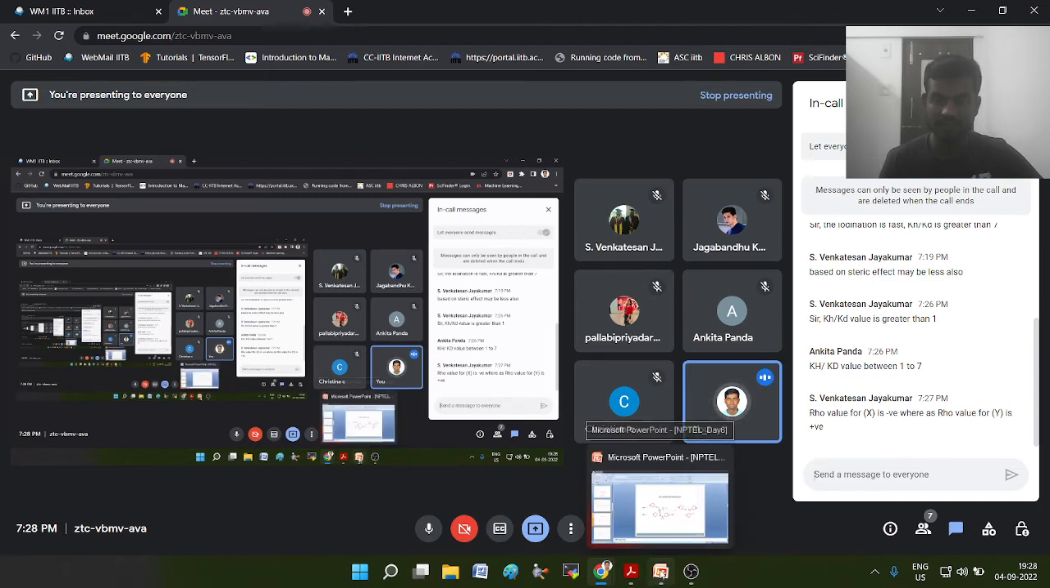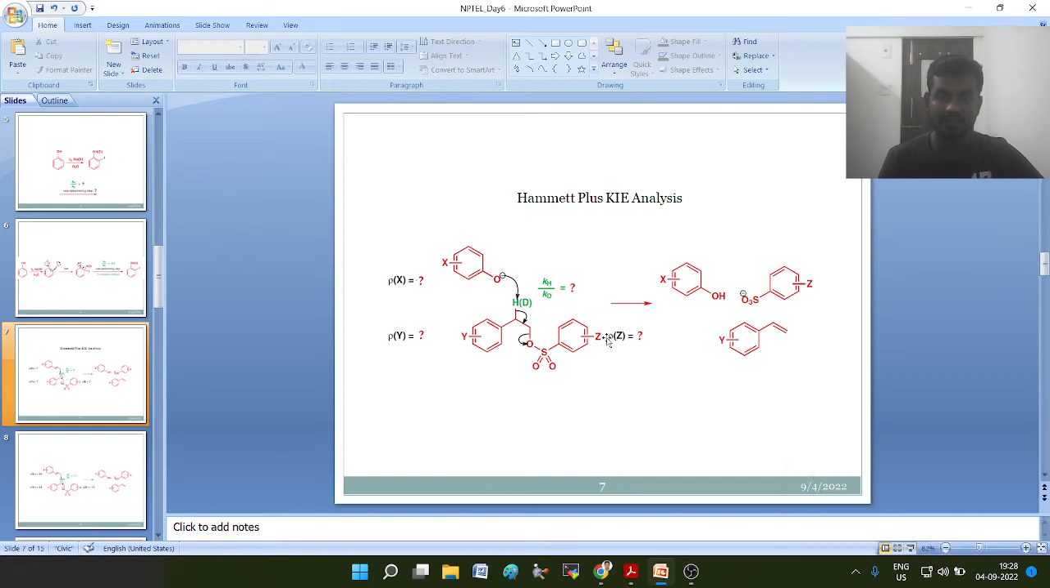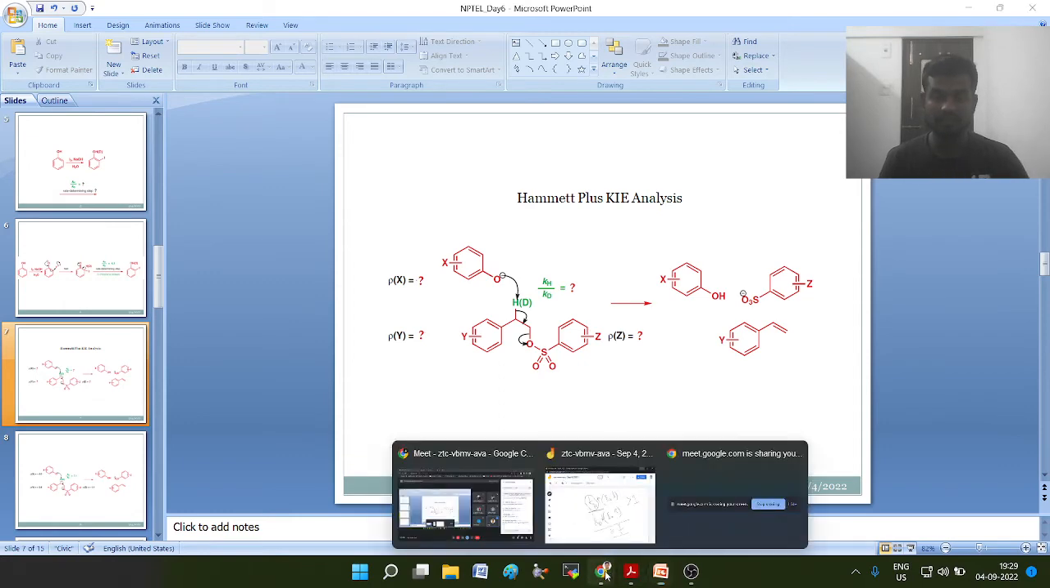If you see the z value, let me show the slide. The z-containing substituent, this ring is having electron density. I mean in the reaction it is getting electrons. Okay, right. So if we have an electron withdrawing substituent, we'll have a high rate. So let me come to the answer actually.